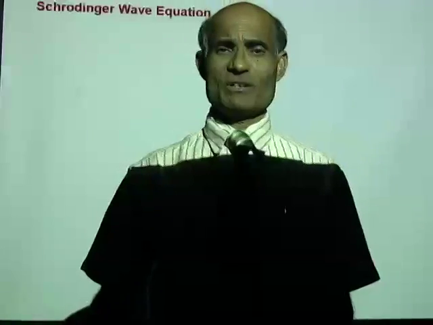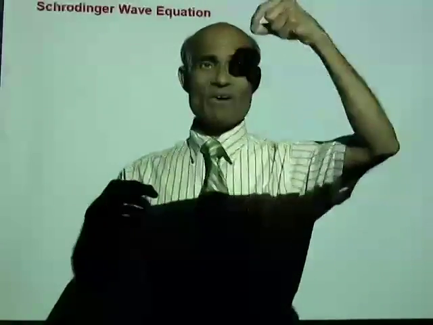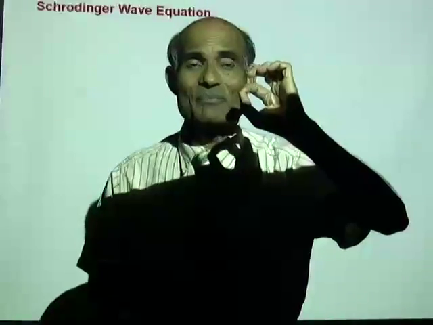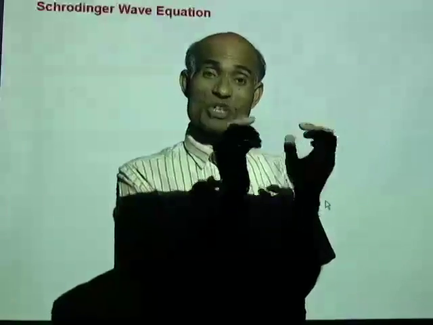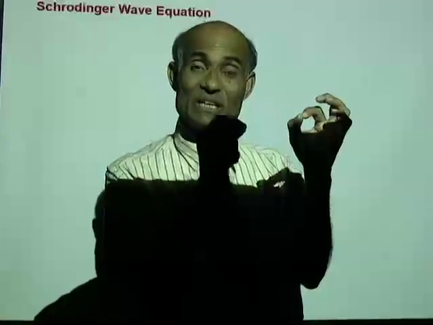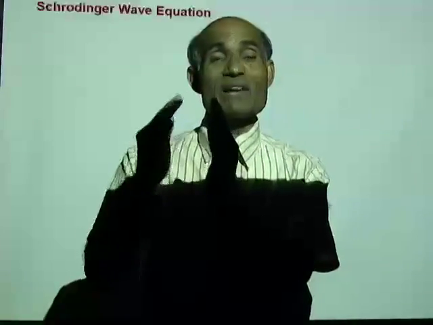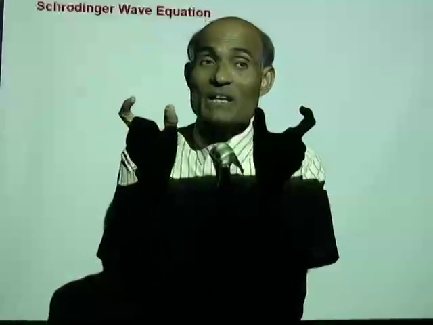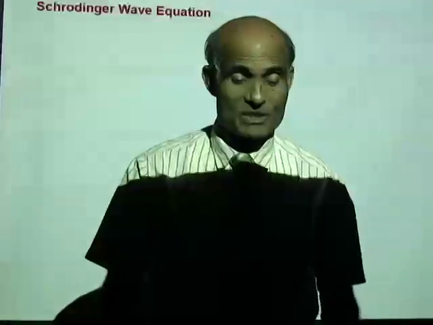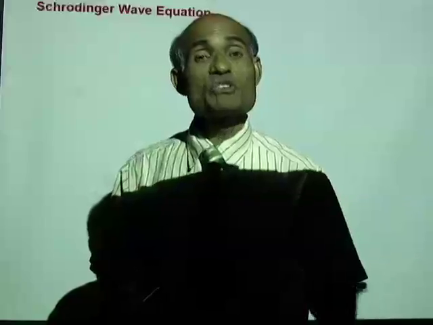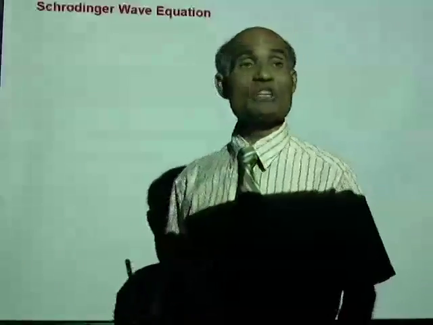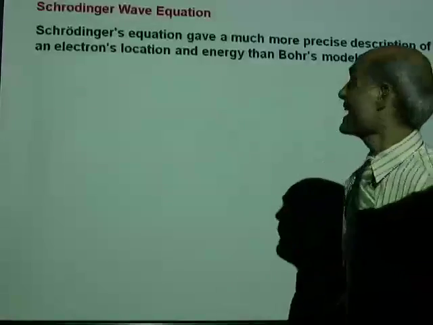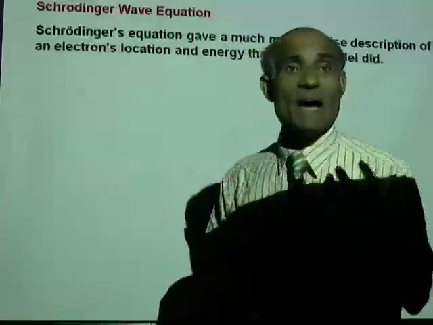What is a wave equation? We discussed wave equations before. For a vibration of a particle, the wave equation tells you where the particle is at a given time. Is that right? In fact, you know that we obtained equations like y as a function of x and t, position and time, equal to A sin(kx minus omega t). Do you recognize that equation? Well, that explains the waving part of a particle. Now, can we develop such an equation to describe the electron? And the Schrodinger equation is such an equation. Schrodinger's equation gave a much more precise description of the electron's location and energy than Bohr's model.